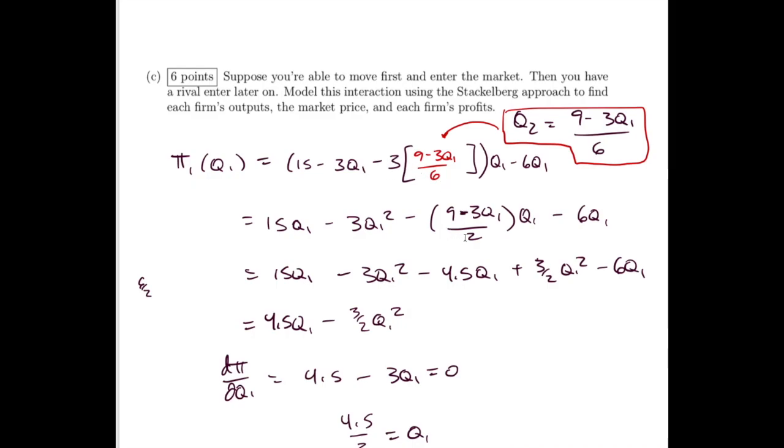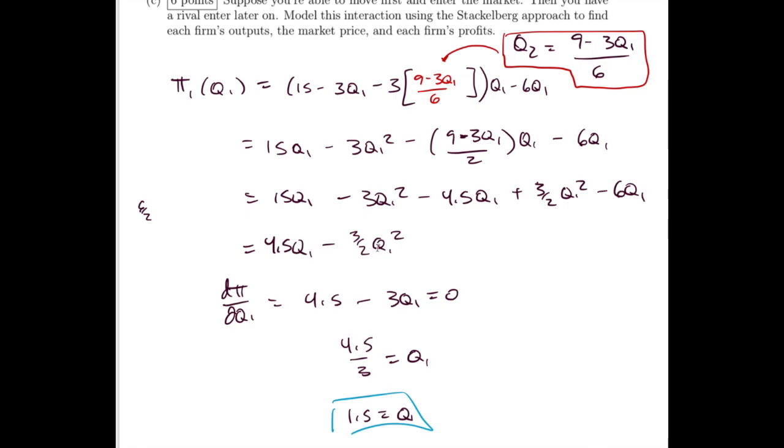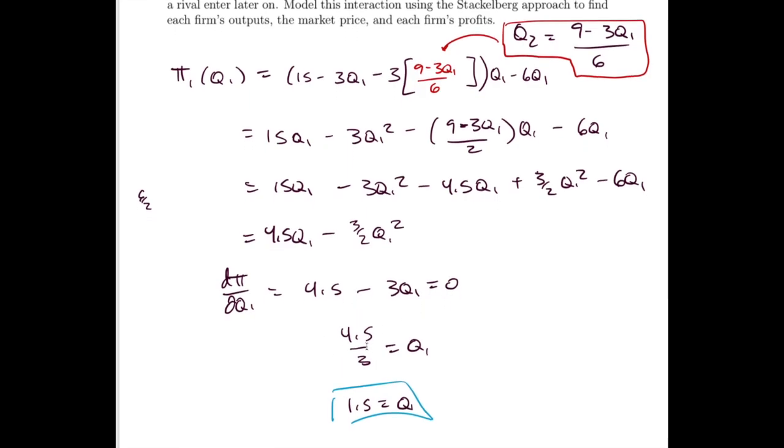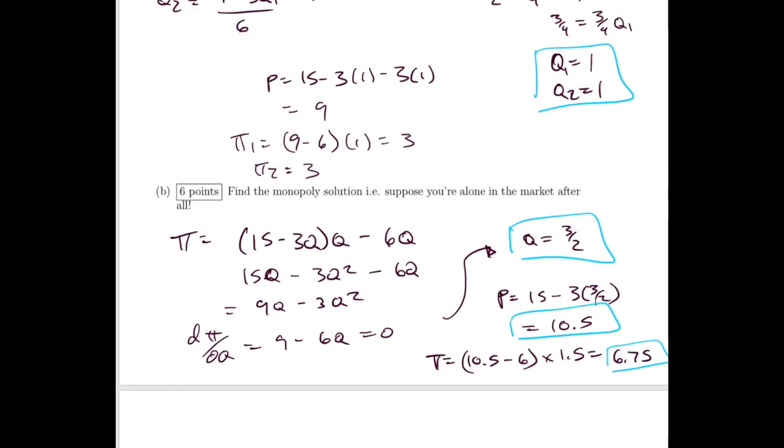And then I wrote this as minus 4.5. 9 halves is 4.5. And then this minus becomes a positive 3 halves Q1 squared. Just cleaning this up before I take the derivative, it'll now be 4.5 Q1 minus 1.5 Q1 squared. Taking that derivative, 4.5 minus 3 Q1, and then solving, our optimal quantity for our Stackelberg leader is 1.5. Oh wait, our optimal quantity for our monopolist was 1.5. Sure enough. And then what does the Stackelberg follower do?